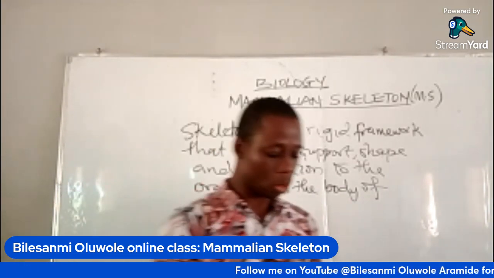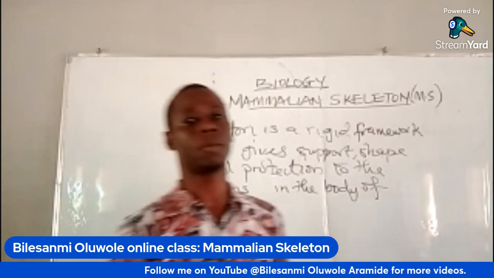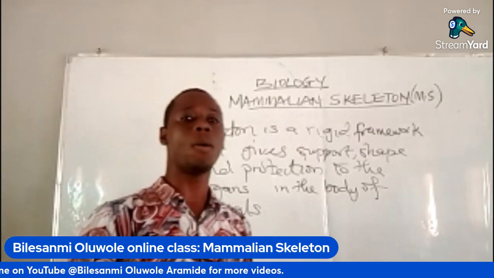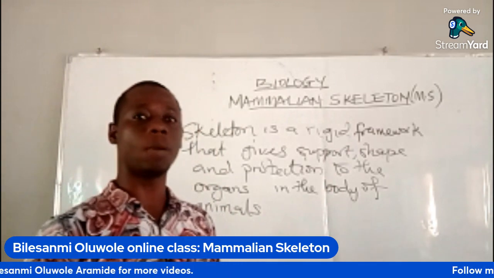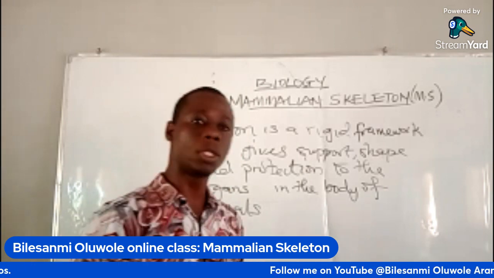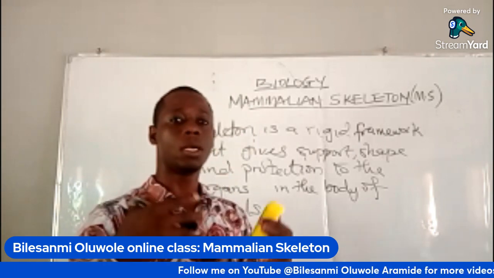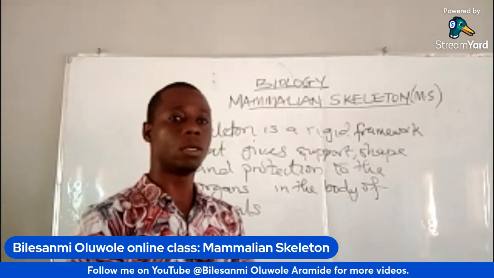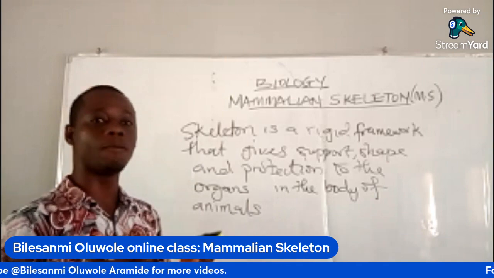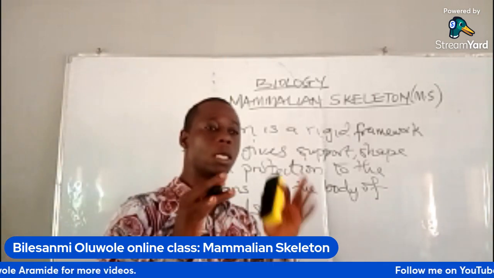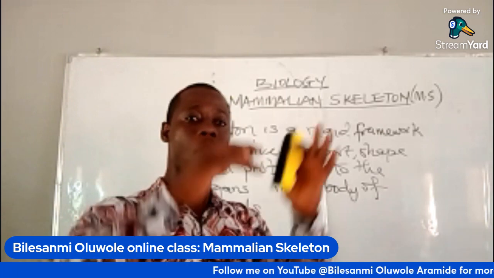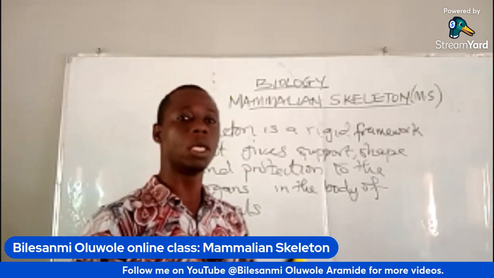Now, let us talk about mammalian skeleton. When we talk about mammalian skeleton, we are talking about the skeleton of mammals. And we know that examples of mammals are man, cow, goats, rabbits, rats, and so on. If you look at all these animals that I've mentioned, you will notice that their skeletons are very close. They are almost the same thing.